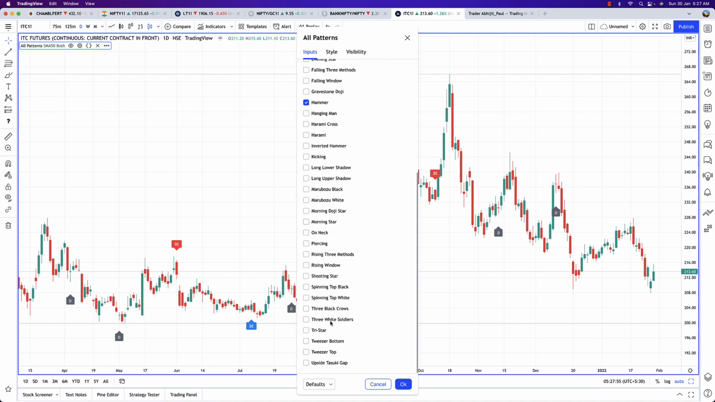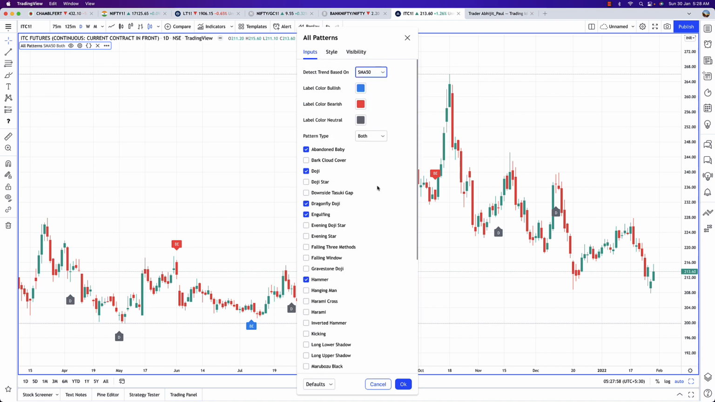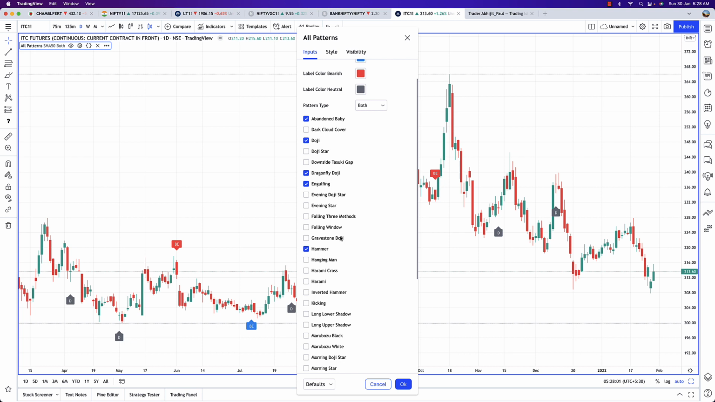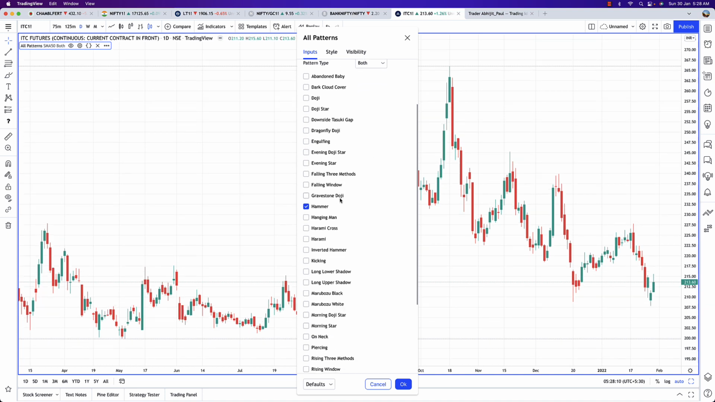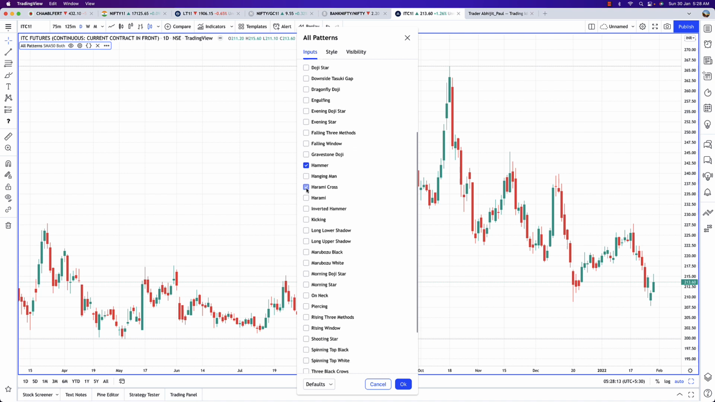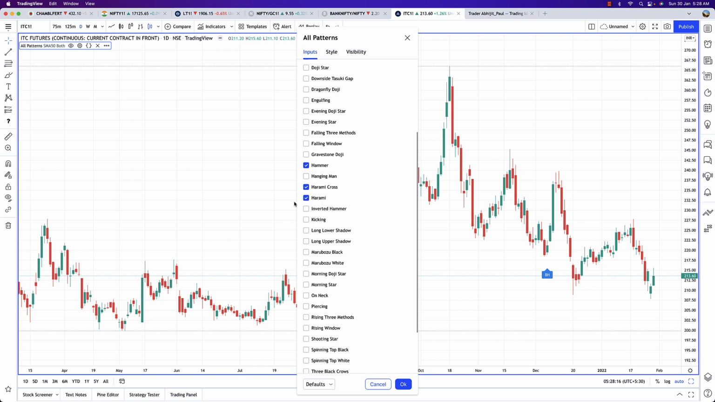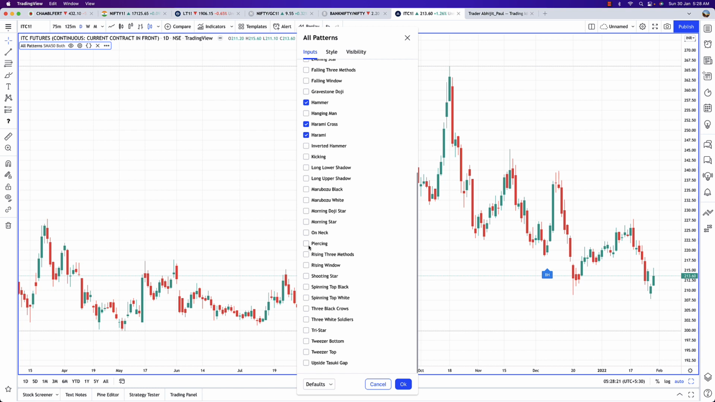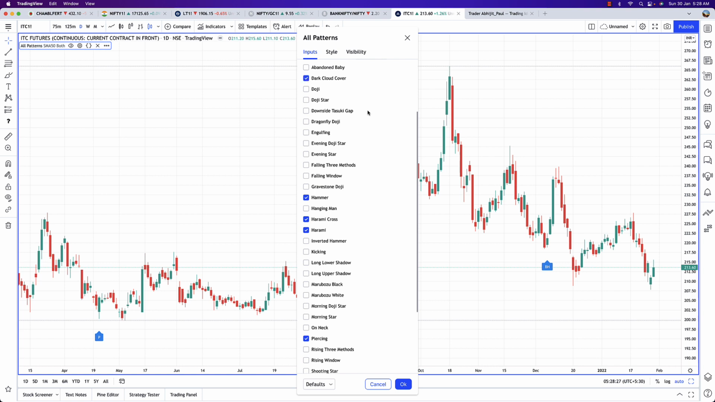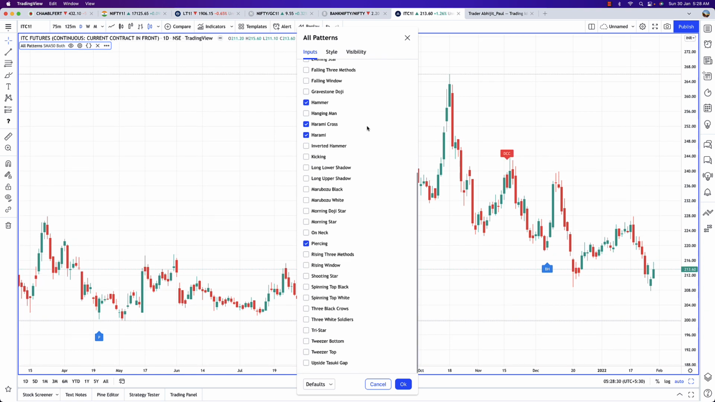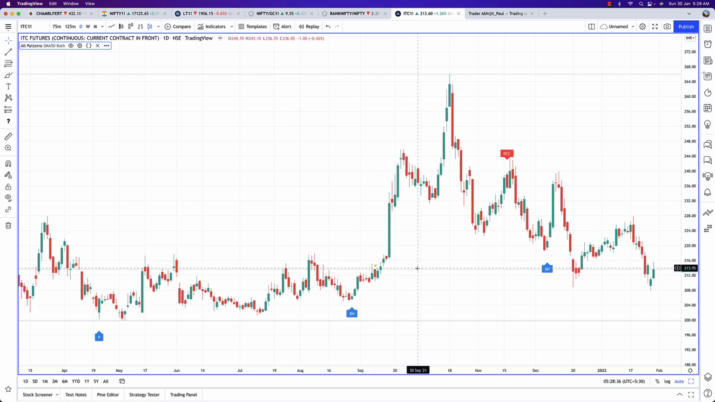Though we have checked on all patterns, still it has not checked all of them. So I will take the liberty to click on a few which I personally like: the Harami cross, the bullish and the bearish Harami pattern. This is probably one of the most powerful patterns, I think. Piercing and the dark cloud cover is also a decent pattern, which is almost like an engulfing, and the tweezer bottom and the tweezer top. So let's see what we have. Let's do an OK.